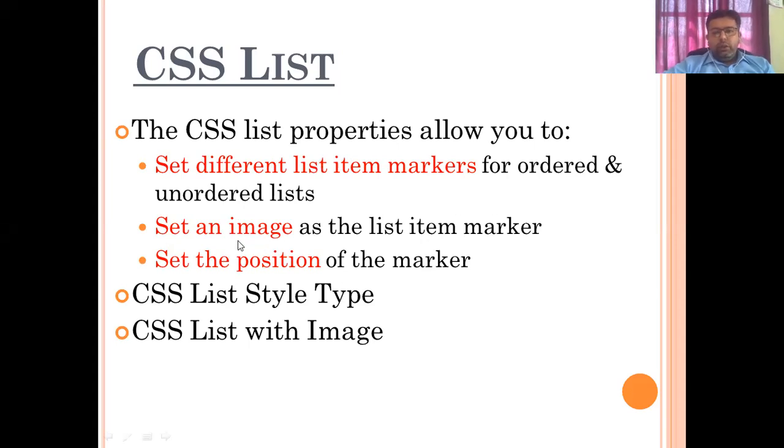The second thing we can do with this list is set an image as the list item marker. We can provide the image in the background. We just have to provide the path. And the third one, as a list item marker, we can set the position, with left align, right align, center align. That will come under position. But how, with the different styles and syntax, we have to see. Second is CSS list style type, different types of style type and with the image. These are the things we have to cover here in the CSS list portion.